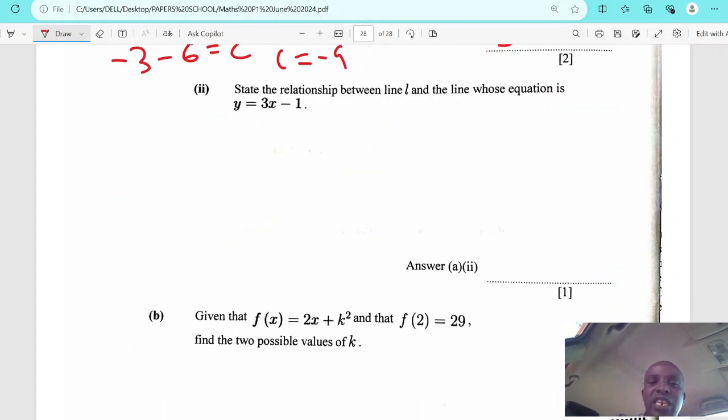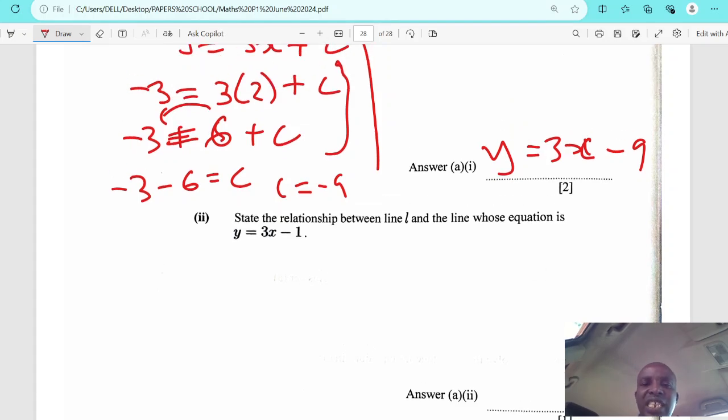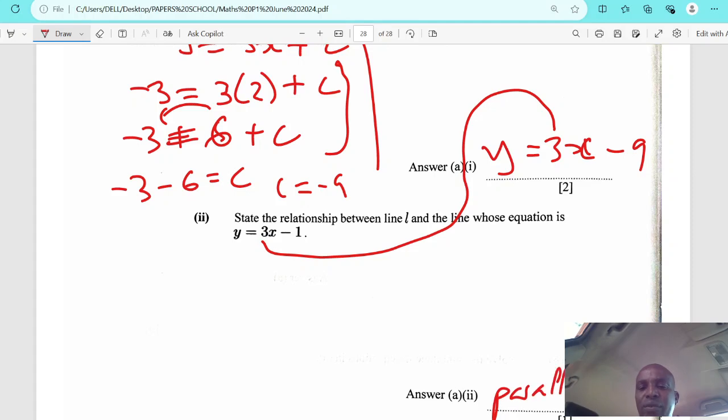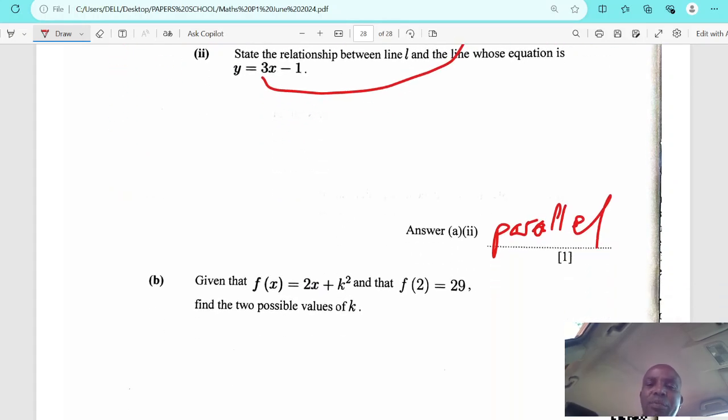That's the equation done. Next, state the relationship between line L and the line whose equation is given. Right, check the gradient. They have the same gradient, so they are parallel. Two lines with the same gradient, it means the way they are sloping is the same. They are said to be parallel.